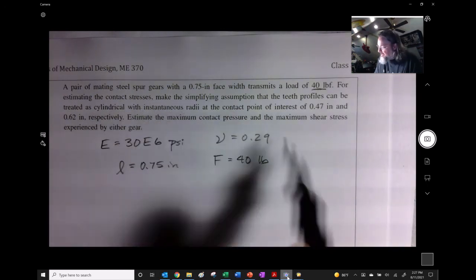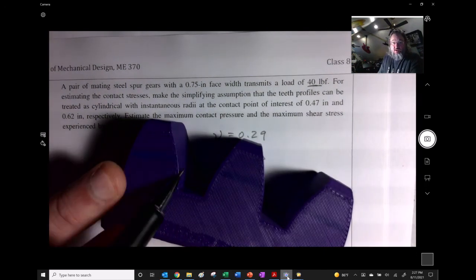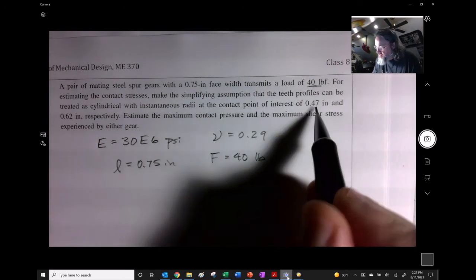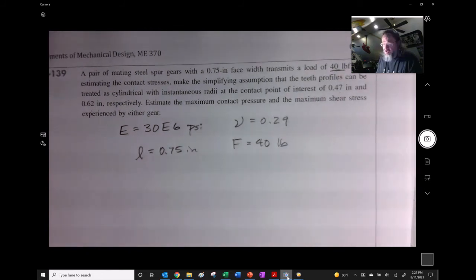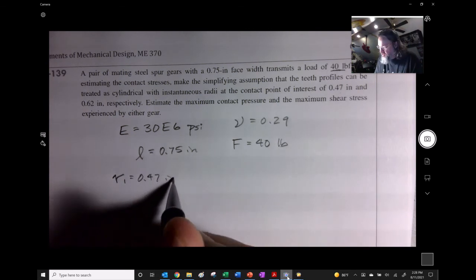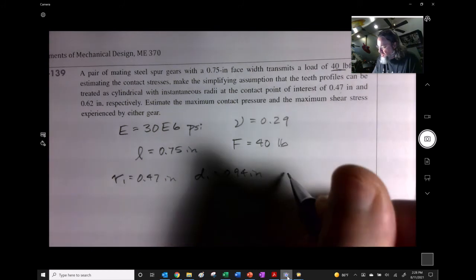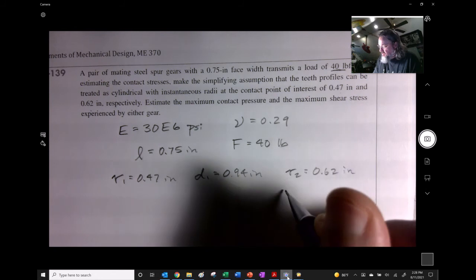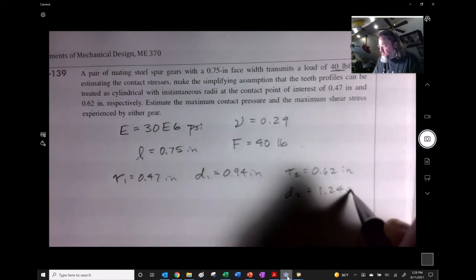They have a radius of curvature, right? So they're saying this curvature right here has an instantaneous radius of curvature for one of the gears of 0.47 and the other is 0.62. We need diameters in our equation. So let's write down R1 is 0.47 inches. Therefore, D1 is 0.94 inches. And then R2 is equal to 0.62 inches, and D2 is equal to 1.24 inches.